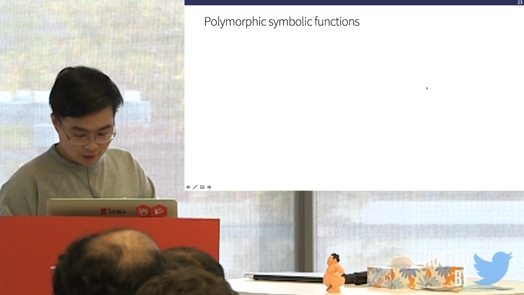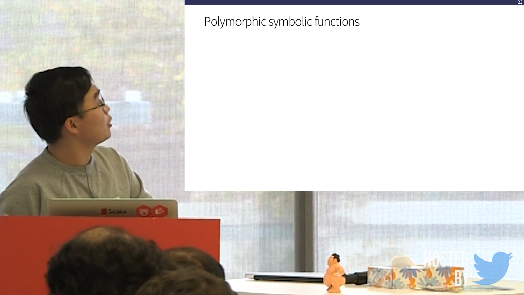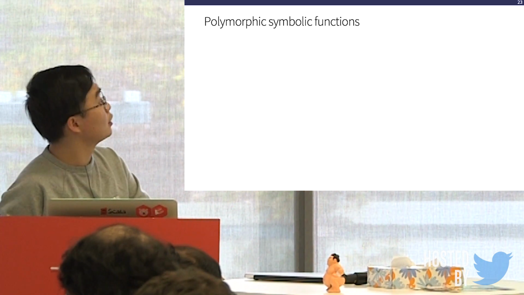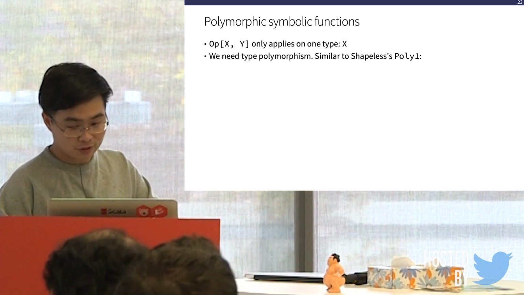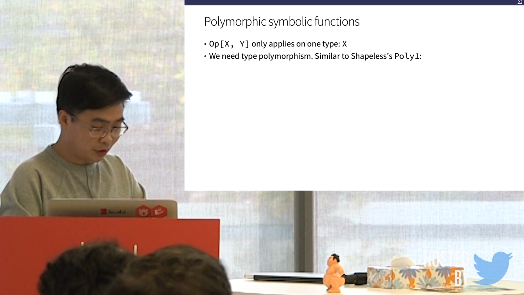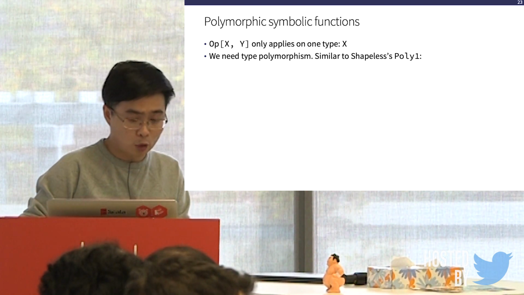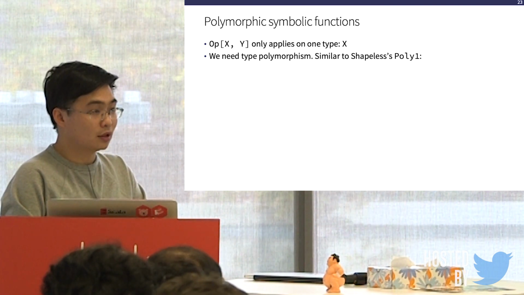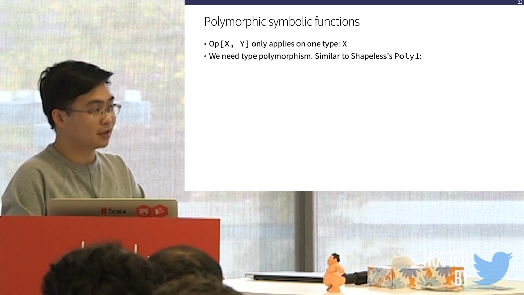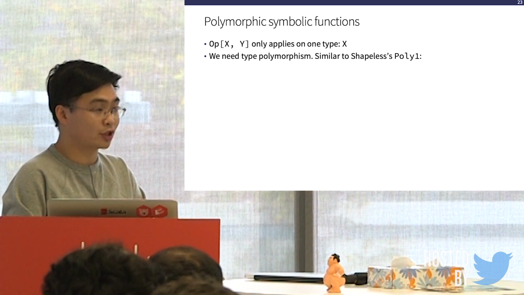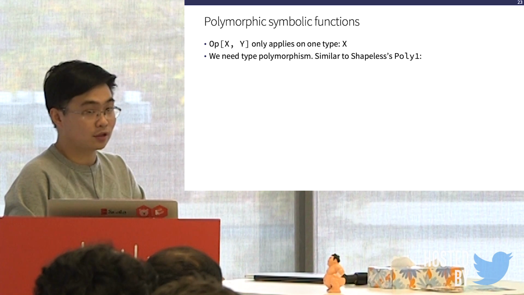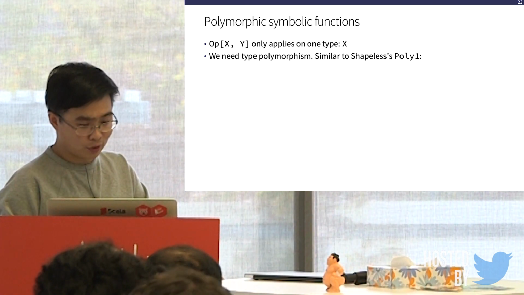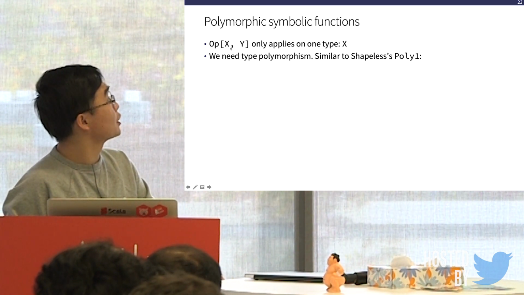So now let's introduce the core part of my work, which is about how we can encode these type safety guarantees in Scala. So these are polymorphic symbolic functions. As we have just introduced, an Op_xy only applies on one type x. But for example, addition applies on images, on sentences, on any matrix with different shapes and whatever. As long as the two operands share the same shape, they can be added. So how can we abstract over x here?